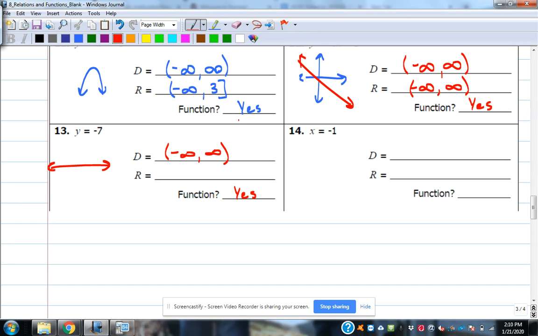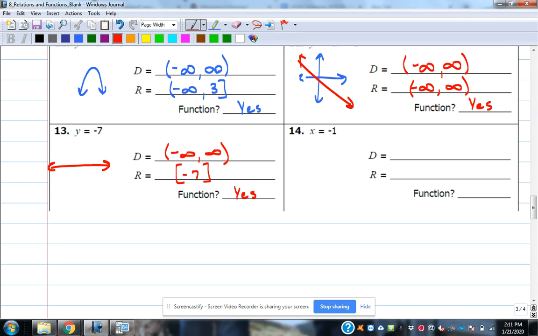Now here's the tricky one. What about the range? What'd you say, Don? Just -7, nothing else. It says that y is equal to -7 all the time. So to represent that, we're just going to put a -7 inside of square brackets. It says -7 is the only y value for this problem. It's the only one that exists. So that is our range for this.